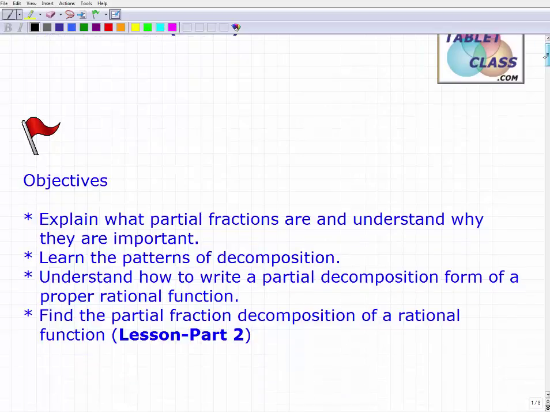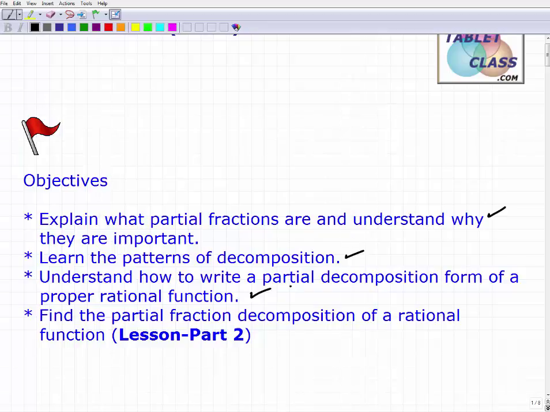So the objectives for this video, this lesson, are: one, we're going to explain what partial fractions are and understand why they're important. Then we're going to learn the patterns of decomposition. Don't worry about this language, I'll explain all of it. Then we're going to understand how to write a partial fraction decomposition form of a proper rational function. Again, I know this probably means nothing to you right now, but just hold on, it will make sense.